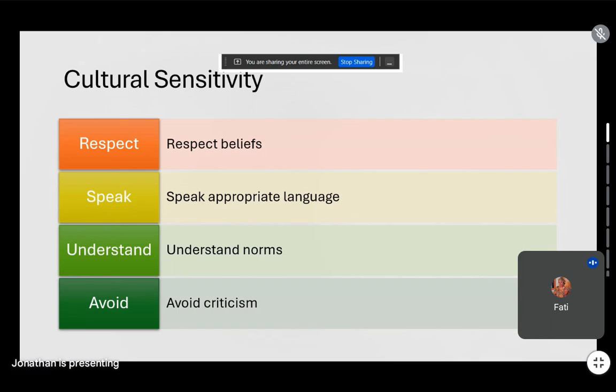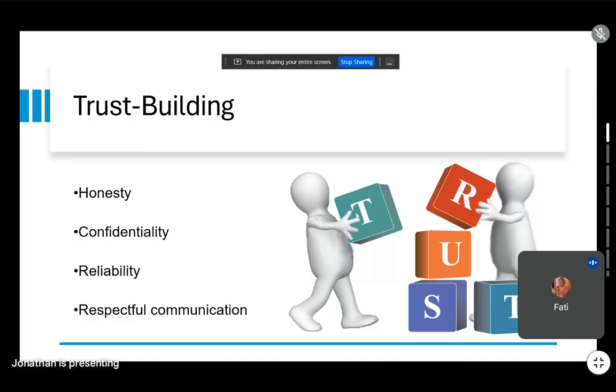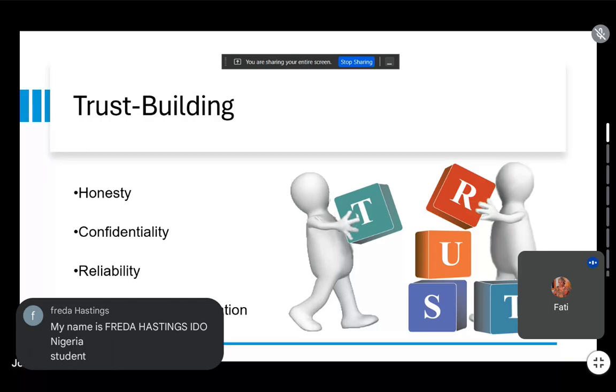So we'll move on to building trust. As a volunteer, you should be able to build trust among your community members. To us, trust is our currency in public health. If you have trust, you are rich, let me put it that way. You are rich because at the end of the day, you meet your goals. Because at that moment, whatever you say, they believe in it. There are no doubts, there are no questions. Nobody will tell you no.